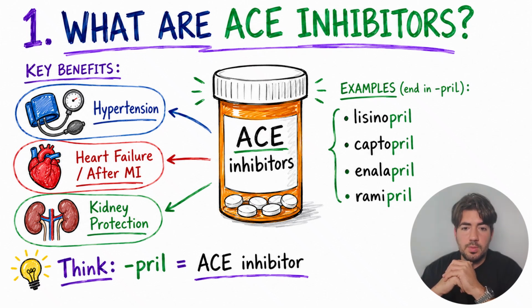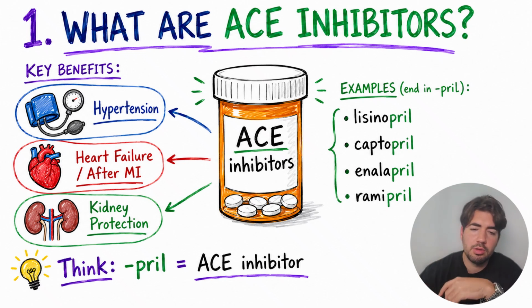Alright, so let's talk about ACE inhibitors. What are those? ACE inhibitors are medications commonly used for high blood pressure, heart failure, kidney protection, and after usually a myocardial infarction. So the easiest way to recognize them is by just checking that they end in pril. It's pretty much simple. So just think pril, ACE inhibitors.